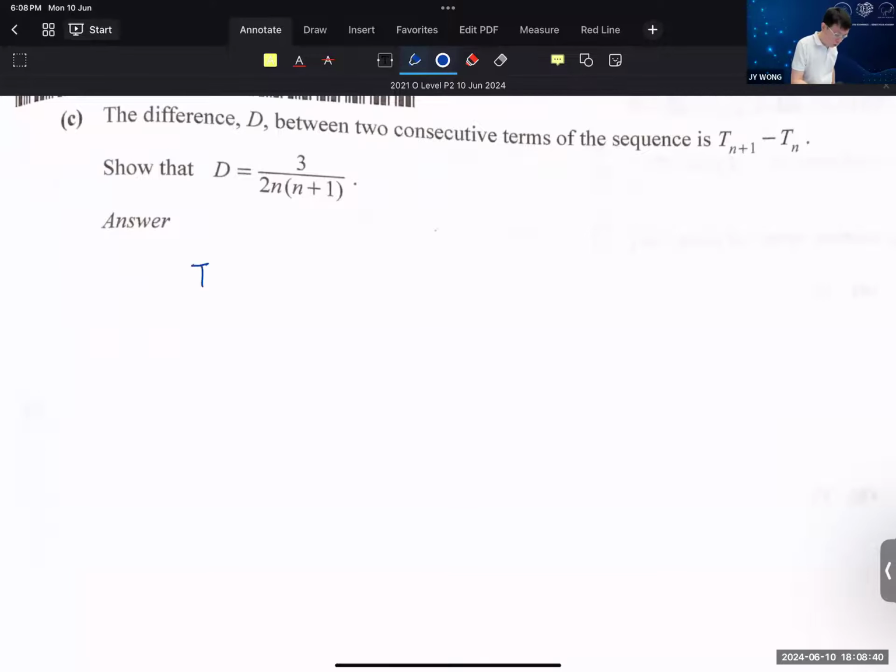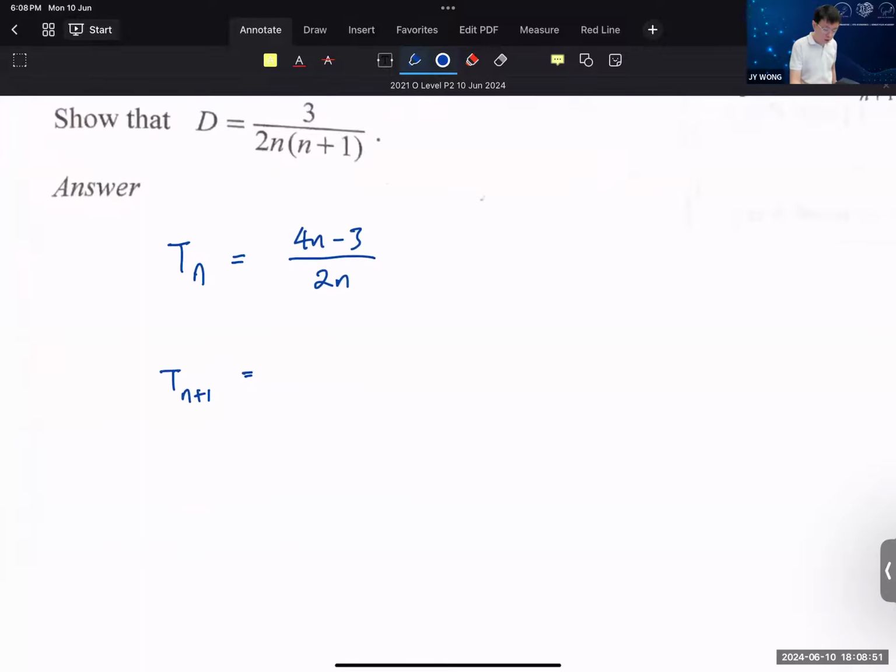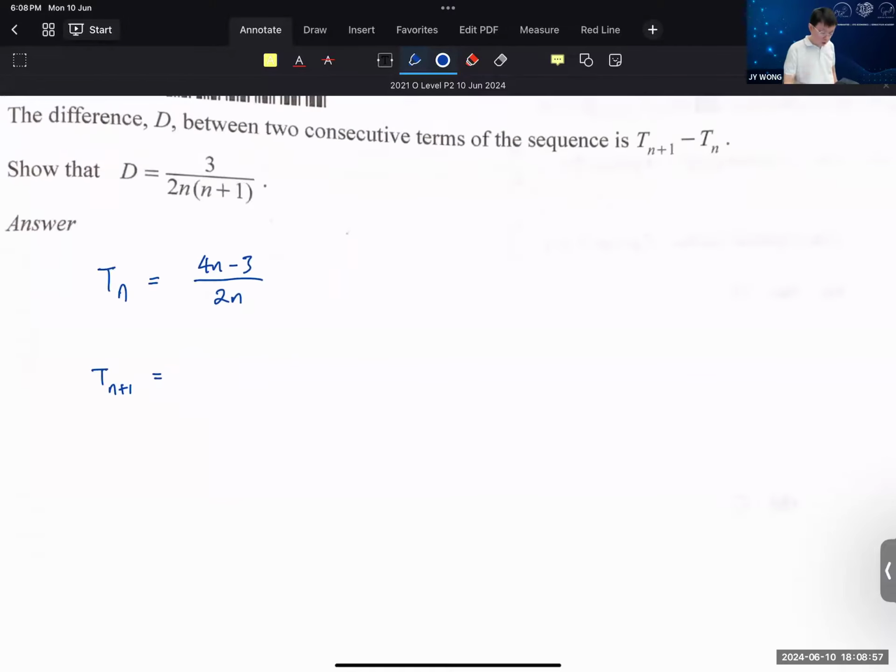So what do we have? We know what Tn is, right? Tn, as we found just now, is 4n minus 3 over 2n. So what is Tn plus 1? Tn plus 1 by substitution. A lot of you get confused because you don't understand what Tn means. You memorize the formula to find Tn, but you don't understand the logic of what Tn means. Tn means the nth term. Tn plus 1 means the n plus 1 term.